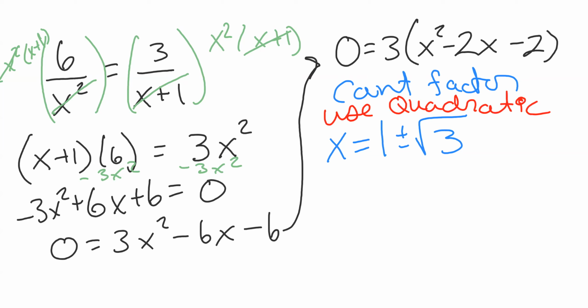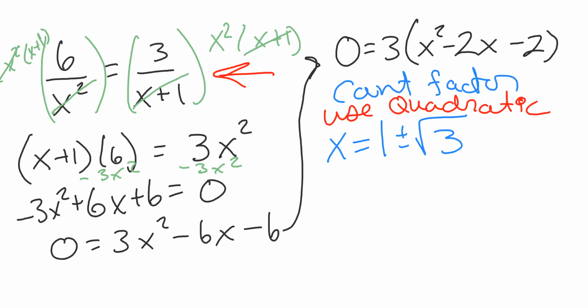All right, I'll let you guys do that on your own. So we get 1 plus or minus the square root of 3. And then finally, we have to remember that we started off with a rational equation, which means it's possible that one of these values could cause our denominator to equal 0. And if it makes the denominator 0, we're in trouble and it's not actually a solution.